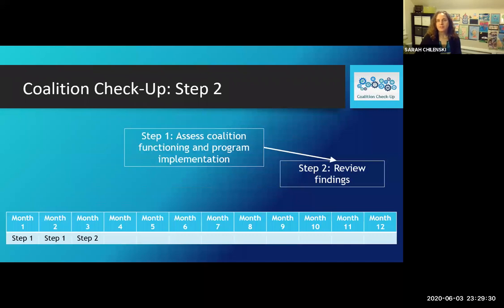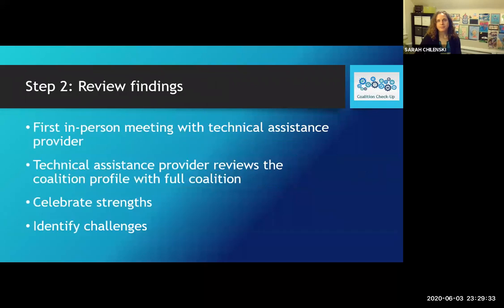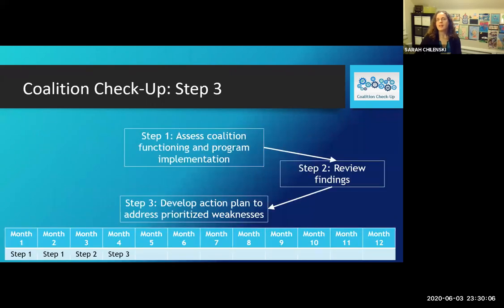Step 2 is reviewing these findings as a full coalition. This happens in an in-person or a web-based meeting between the full coalition and the dedicated TA provider. The data review usually takes 1 meeting, and towards the end of that meeting, the group may start identifying some strengths and maybe some challenges, but no decisions are made. This meeting is all about reviewing and understanding the information that was collected. Then, moving on to step 3, this is when the coalition makes decisions with the data.